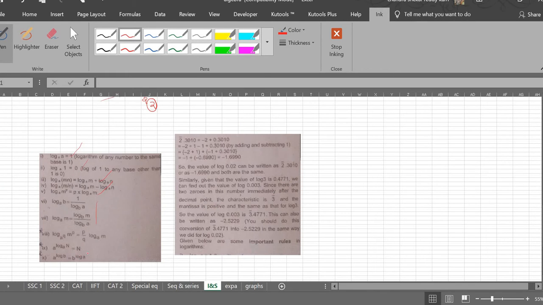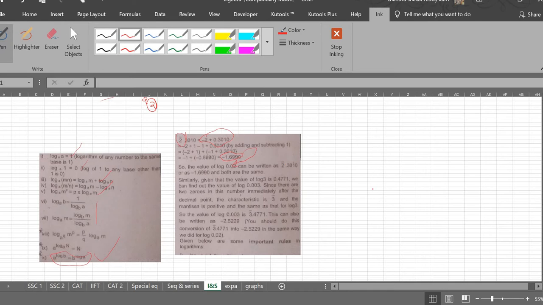Here if you see, a power log b is b power log a. This is quite important. Here 2 bar is negative, right? So if you convert it to positive, like if you simplify it, you will get this. So this is also a value of this. You have to remember it as well.